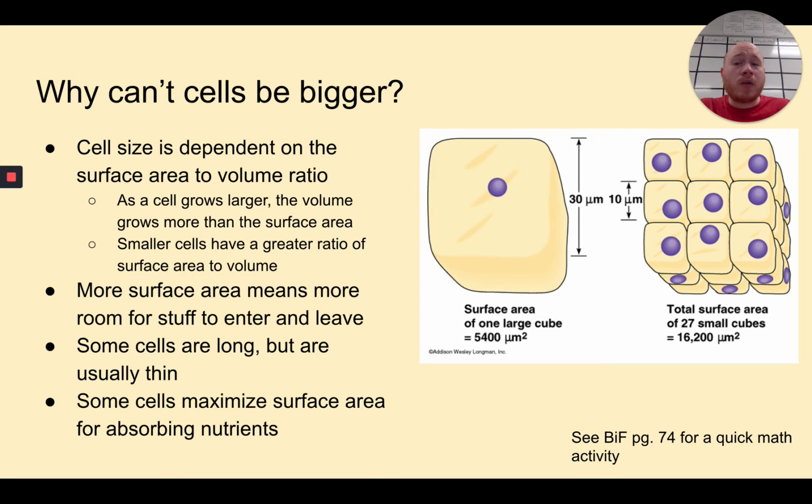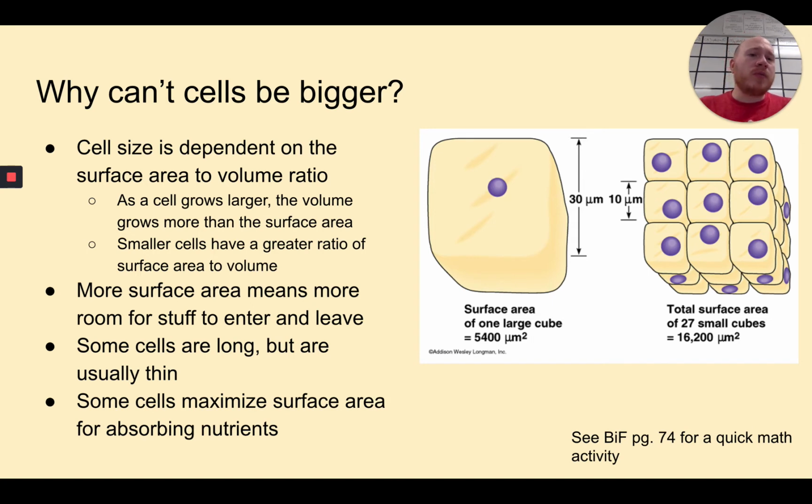Some cells are very long, like our nerve cells, but they're usually very, very thin. And what happens is, if you think about it, you're pulling it and stretching it, which increases the surface area. So it could be a relatively large cell in terms of length, but it's actually got a very large amount of surface area, and there's not a lot of movement that has to happen for oxygen to go inside the cell.